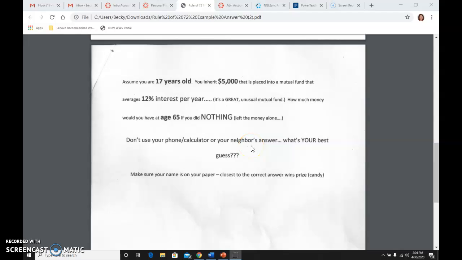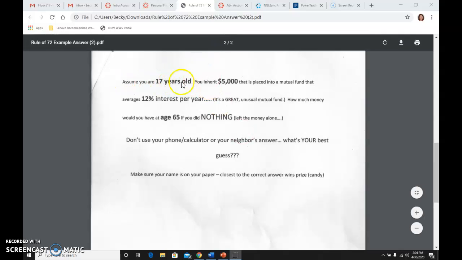Okay, let's look at an example of this rule of 72 and compounding interest, and then I'll walk you through the assignment that you have on the rule of 72 for today.